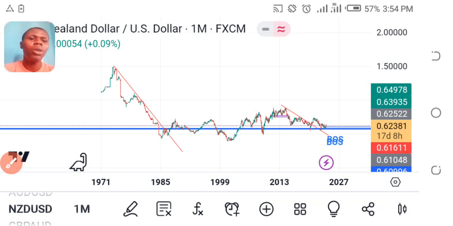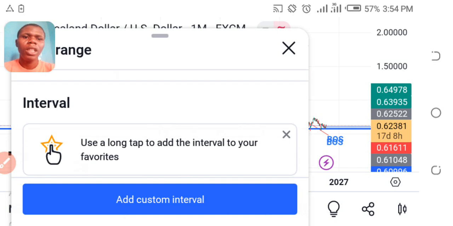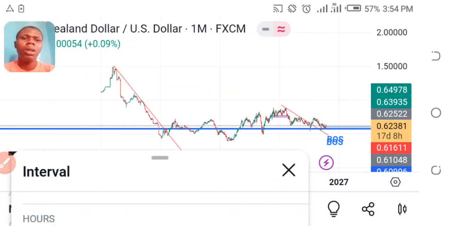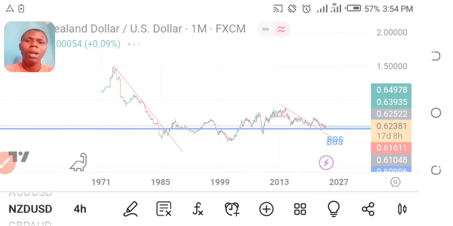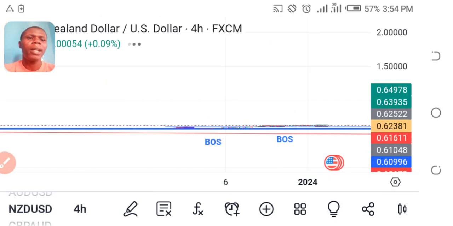See, if I take you down to 4 hours, okay, let's move down to 4 hours. Let me show you guys something. From this 4 hours here, you will see something else that shows as if the market is bullish.